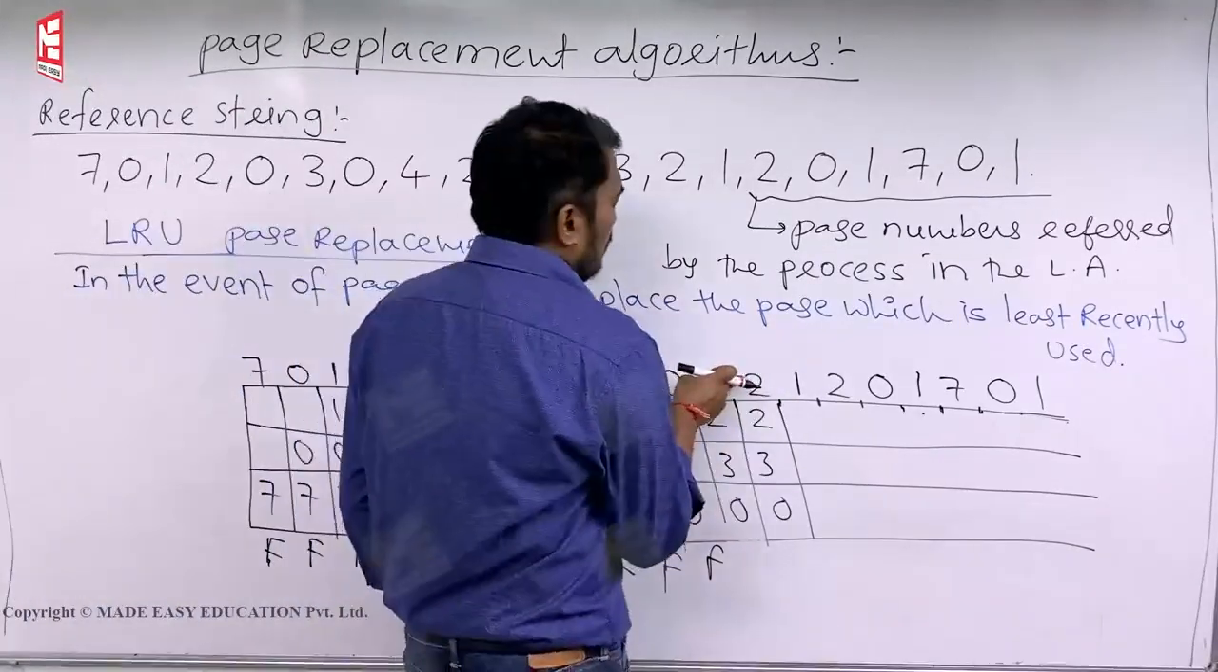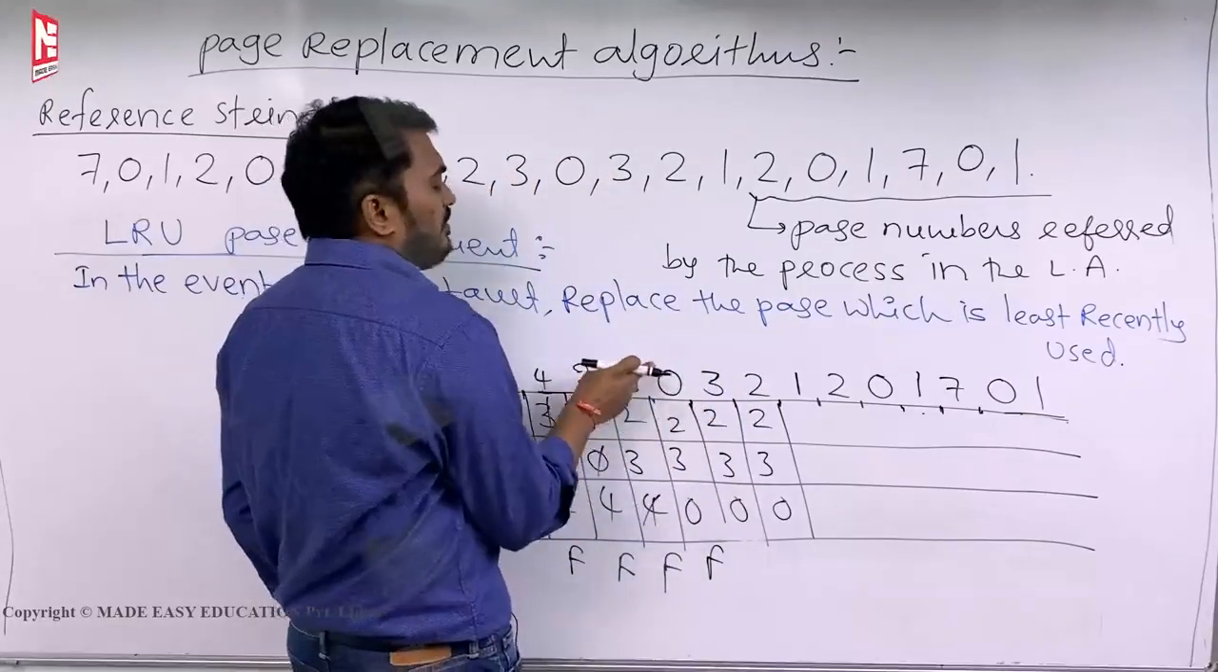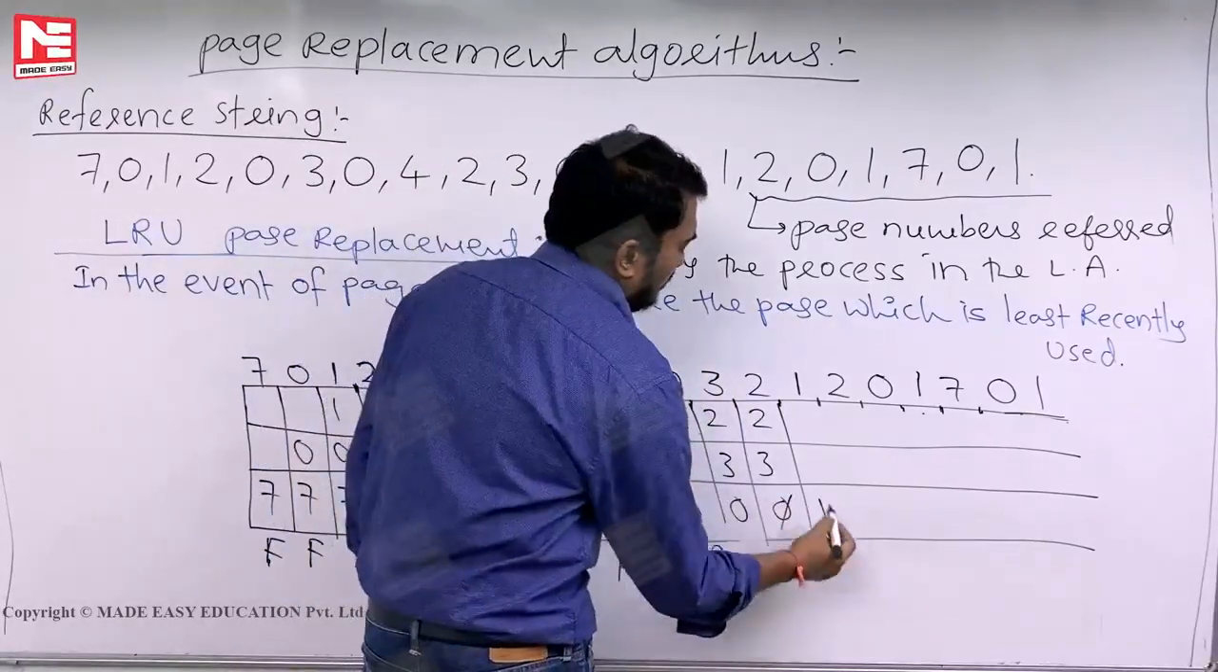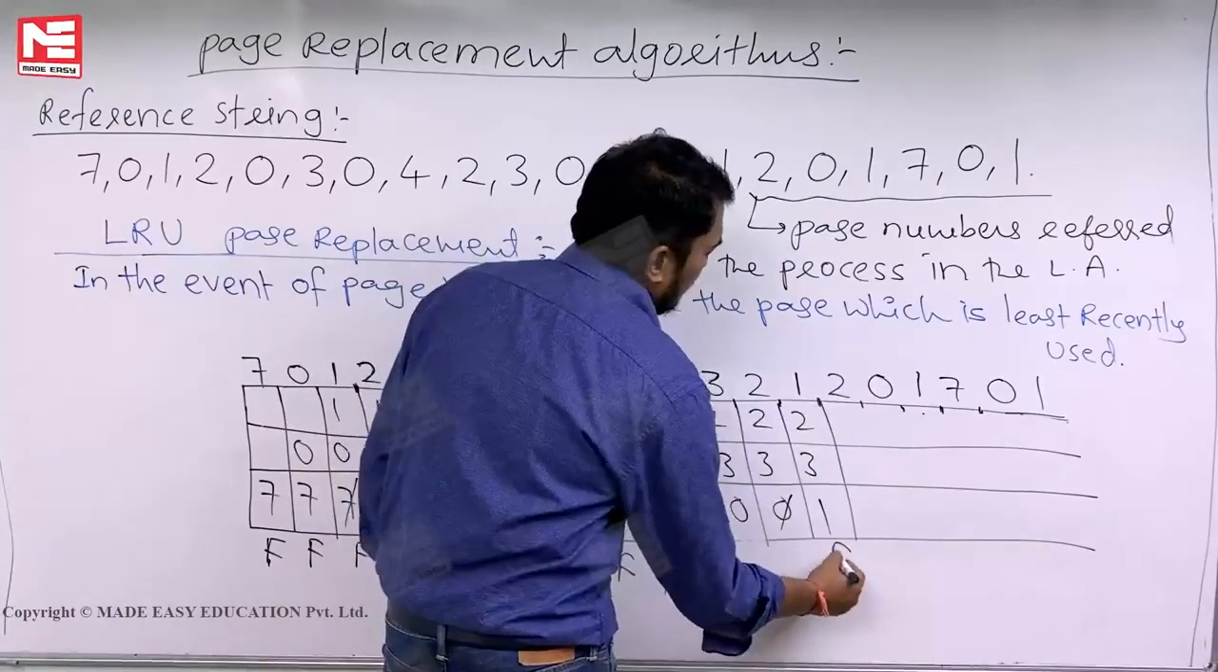Tell me, the frames are 2, 3, and 0. Which one do we replace? 0. Very good. So replace 0 with 1 and copy the remaining as it is. That is a page fault.